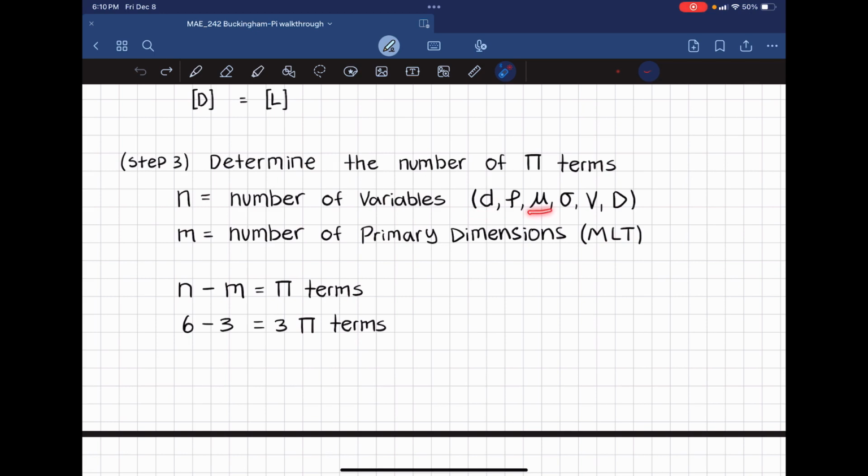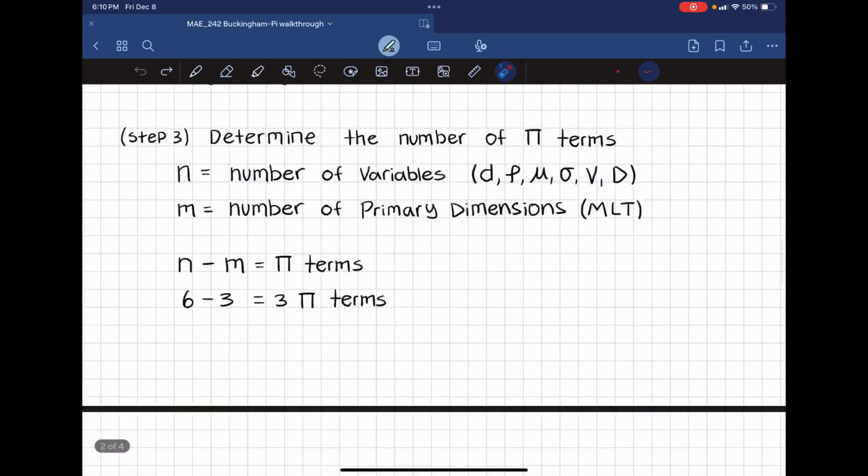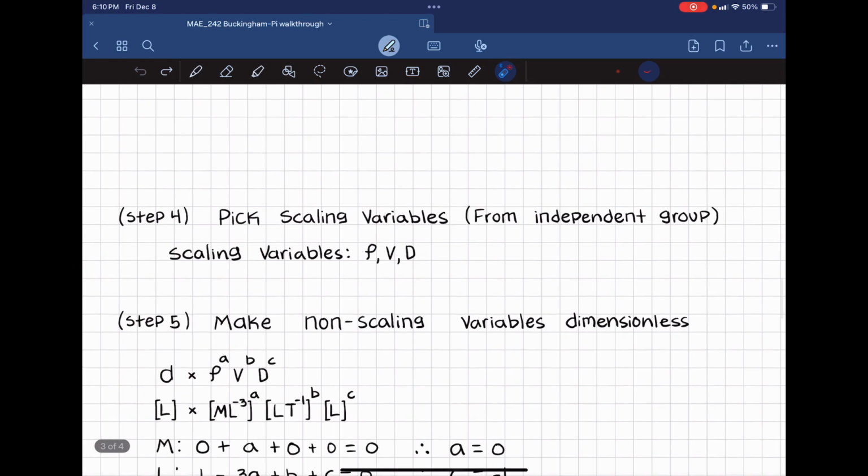Viscosity also seems to be one that tends to create some weird problems. Sometimes it won't cancel out. So in this case, we've picked rho, V, and D. Those are going to be our scaling variables. So that's what you're going to see here. We got rho, V, D as our scaling variables. That means the remaining terms are going to be our non-scaling variables. And those are the terms which we are going to make dimensionless.